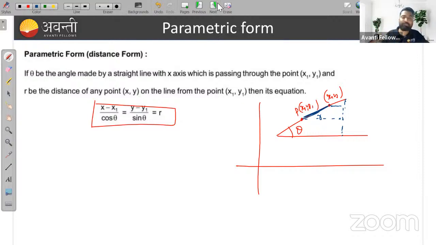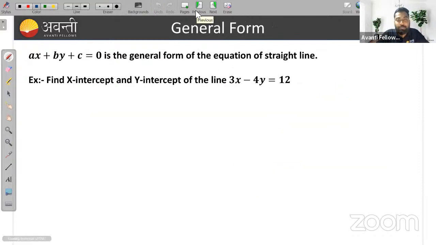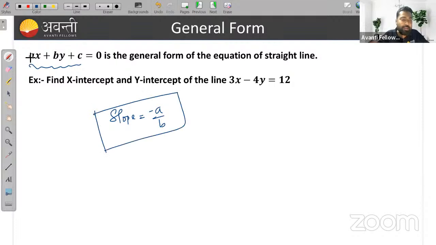Great. Sure. Let's move on. Now, ax plus by plus c is equal to 0 is the general form of the straight line, where the slope is minus a by b. Remember, the slope is minus a upon b when the equation is in this form.